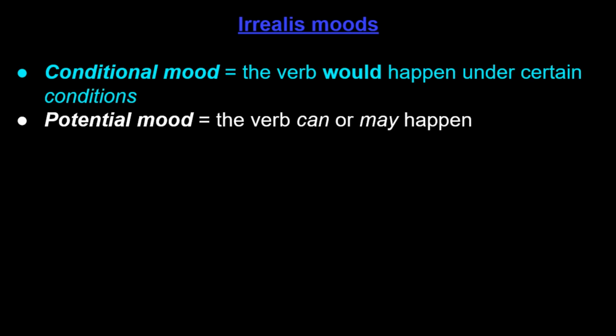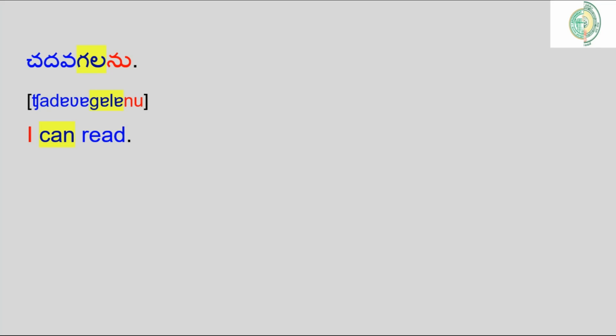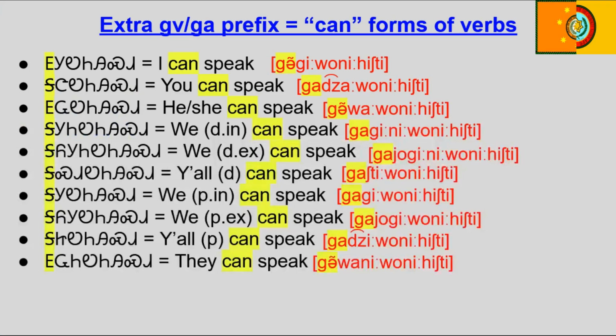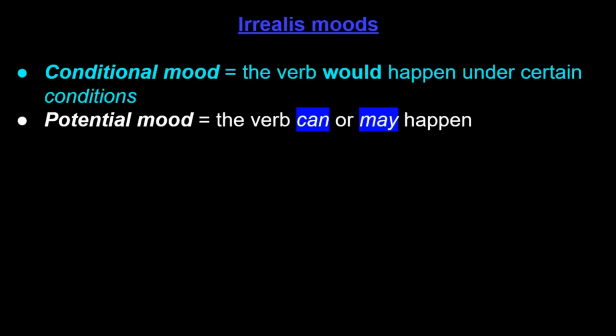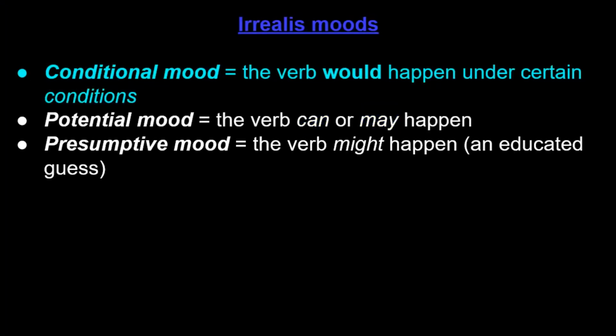Another mood that some languages have is the potential mood, which basically means can or may. Telugu has it in the form of a gala suffix, while Cherokee adds a ga prefix to the beginning of the verb. The other languages I've studied just use a verb for this purpose though. Similarly, there's a presumptive mood, which is exactly what it sounds like.